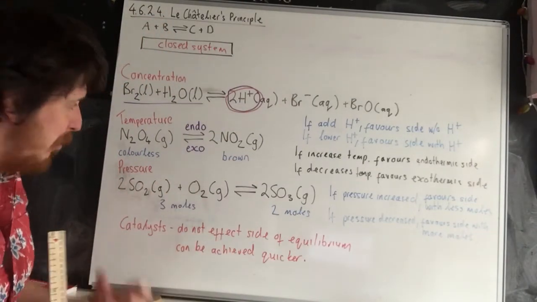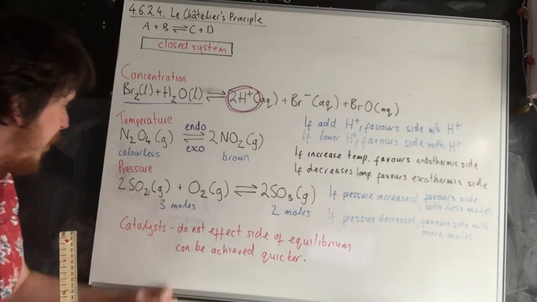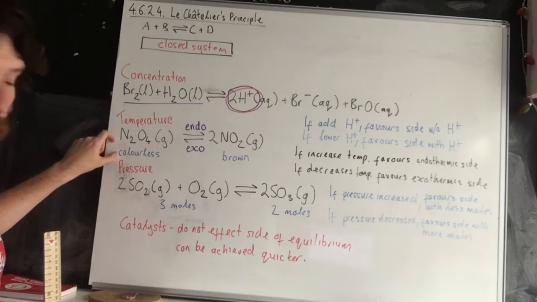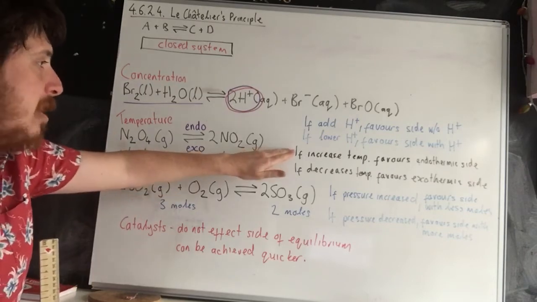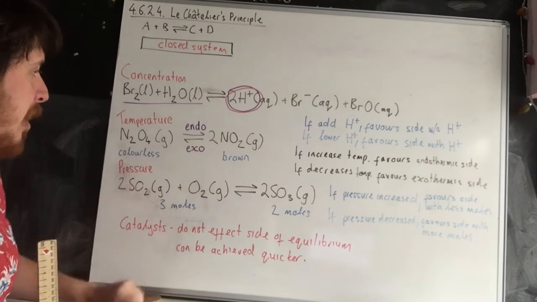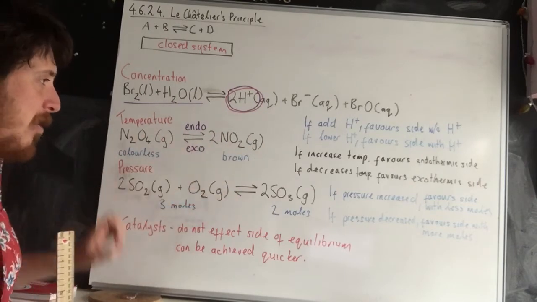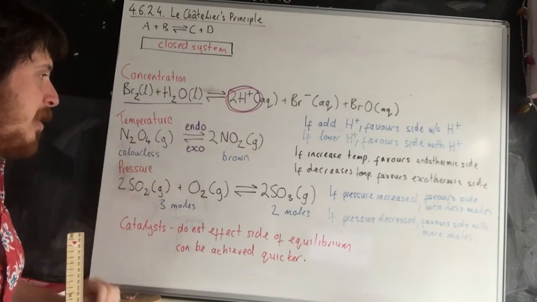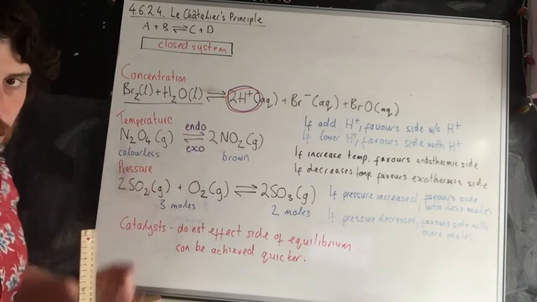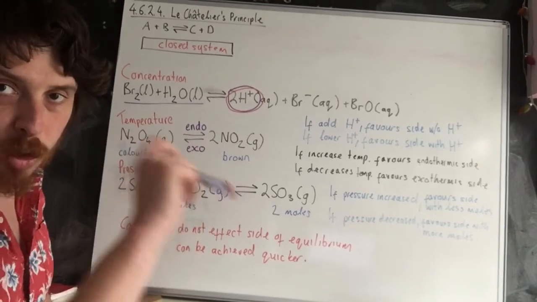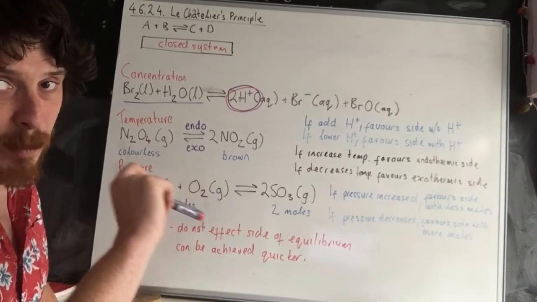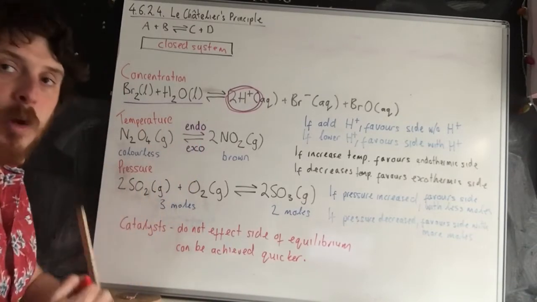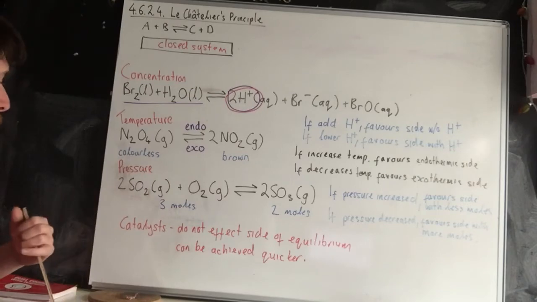If you then cool that system down and do the reverse, it's going to favour the exothermic side, and the gas is going to start looking more colourless rather than brown. So if you increase the temperature, it favours the endothermic side. If you decrease the temperature, it favours the exothermic side. In this example, it shifts to the right if you increase the temperature, and it shifts to the left if you decrease the temperature. Now watch out, it won't always be the same way. You have to analyse your equation, because the endo and the exo might not necessarily be that way around.